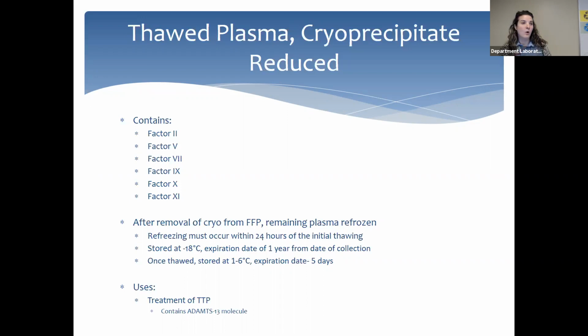And so typically, once we pull cryo off, we'll refreeze that. So it's cryo-reduced plasma, and that refreezing must occur within 24 hours, and then it is still good for 1 year from the date of collection. Because this is occurring at the donor facility, all right? Not at your transfusing hospital. And then it's the same as regular plasma. Once it's thawed, you can refrigerate it, and it's good for 5 days.